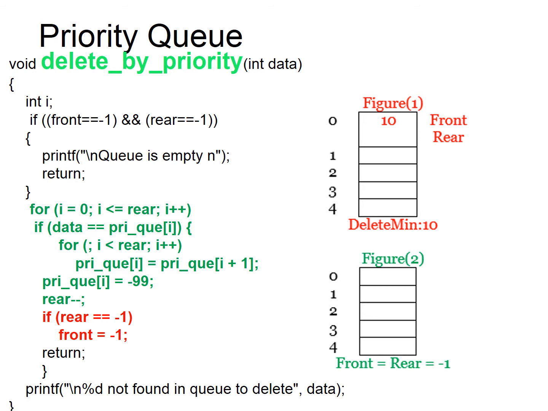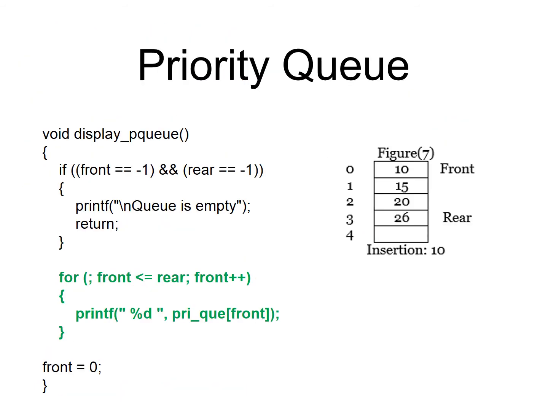Then finally the rear will get decremented. So from 0th position it will go to -1. When rear is -1, automatically front will also be made -1 since my priority queue is empty. So, displaying the elements of the priority queue is very similar to displaying the elements of a queue implementation.